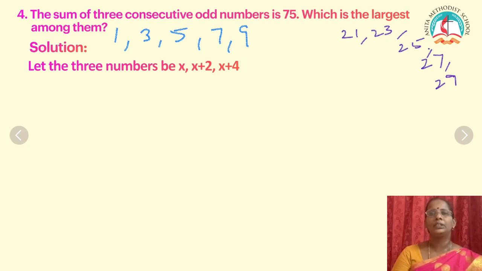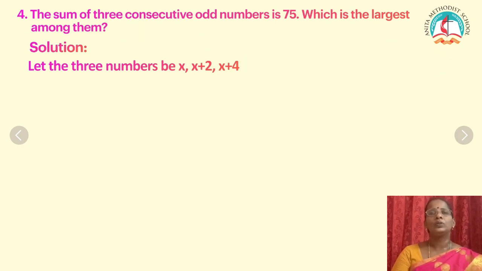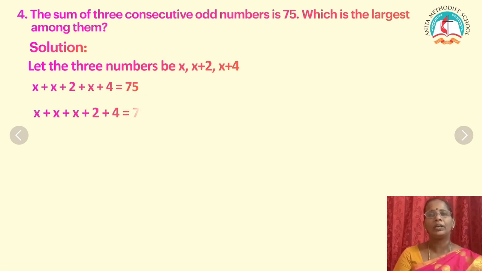Now here it is given the sum is equal to 75. So x plus x plus 2 plus x plus 4 is equal to 75. You keep the numbers separately and the variables separately. So x plus x plus x plus 2 plus 4 is equal to 75. So 3 times x, if you add, what will happen? It is 3x. Okay, x plus x is 3x. No number means it is understood to be 1x. 1x plus 1x plus 1x, which is 3x. 2 plus 4 is 6, is equal to 75.